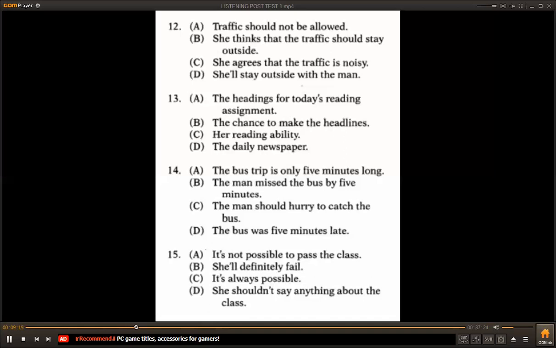Number 15. I think it's impossible for me to pass this class. You should never say impossible. What does the man mean?